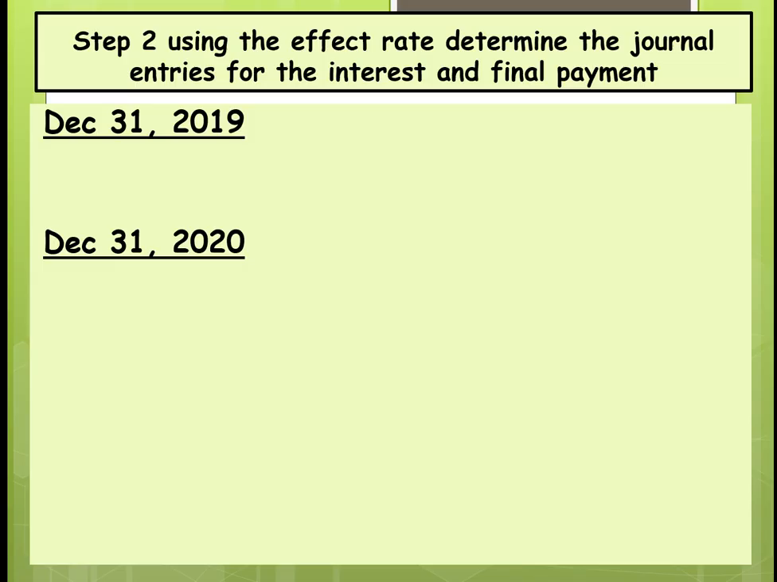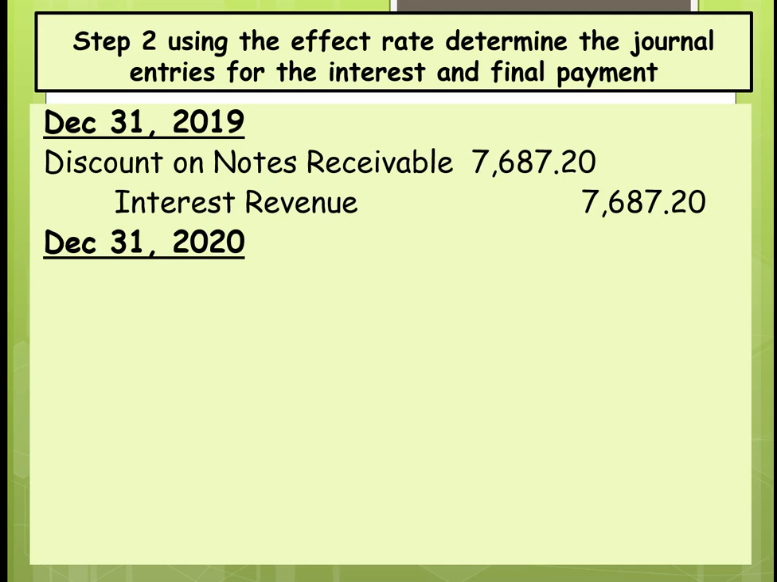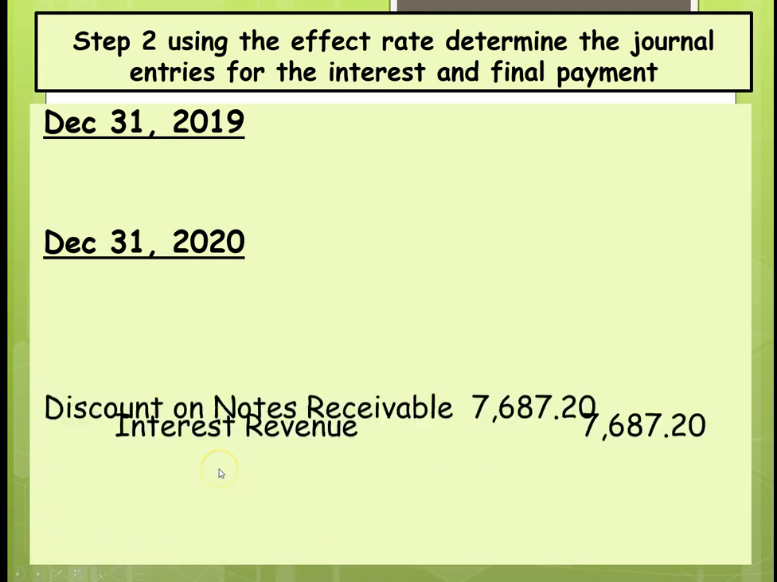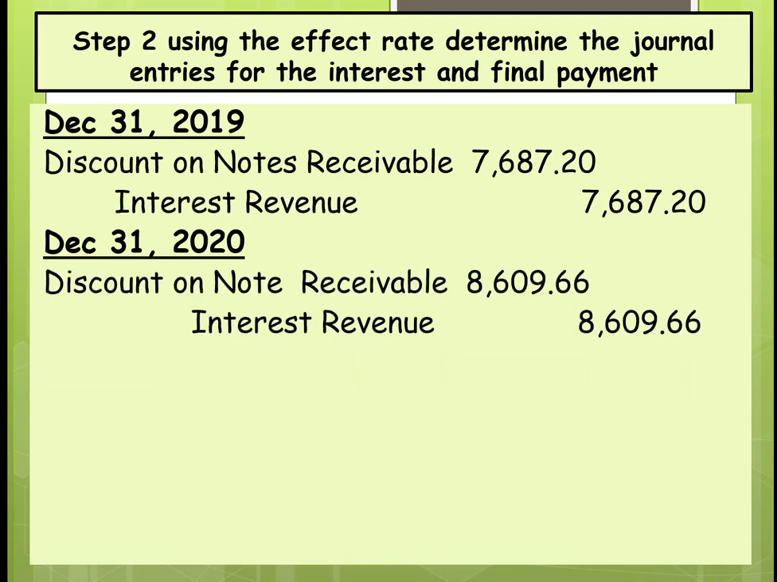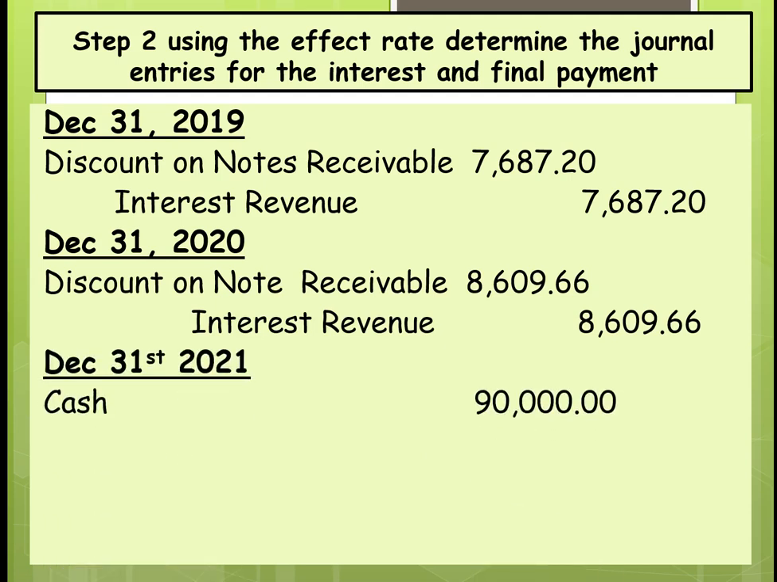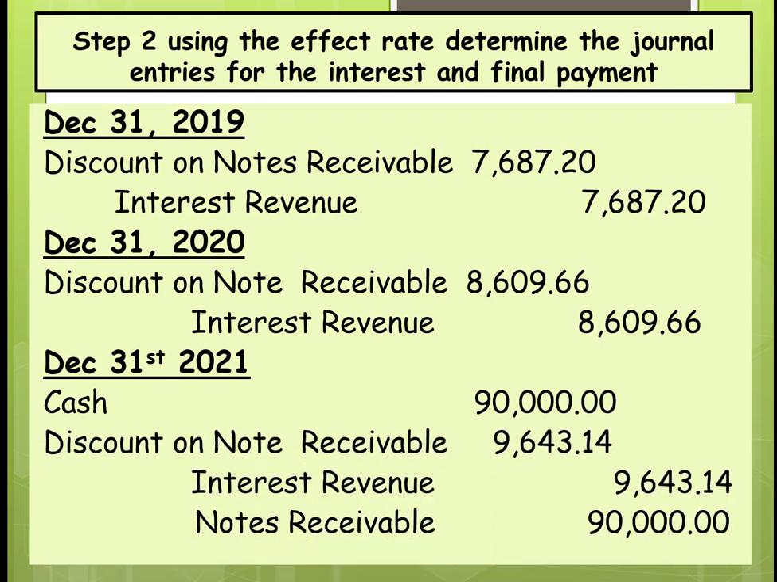So, what do our journal entries look like? Here's what it looks like when we actually book it. Again, this would be our entry at the end of 2019. We'd book our interest revenue. This would be our entry at the end of 2020. And then we would receive our cash, our notes receivable, and book our last interest revenue.